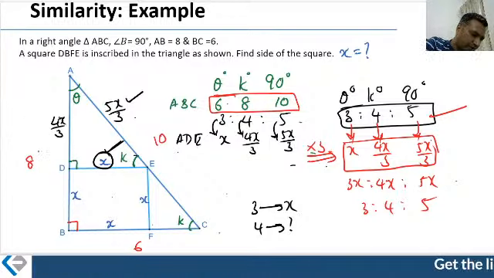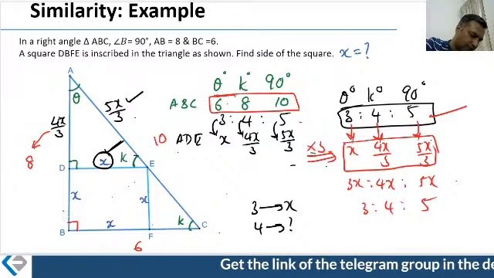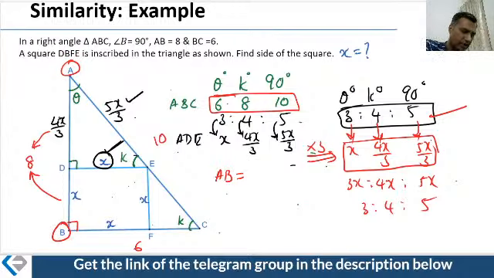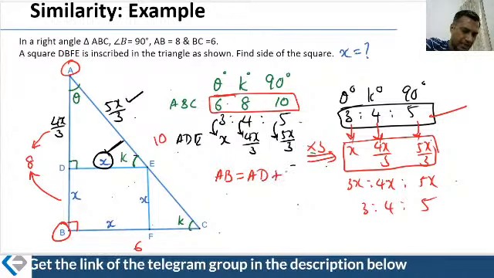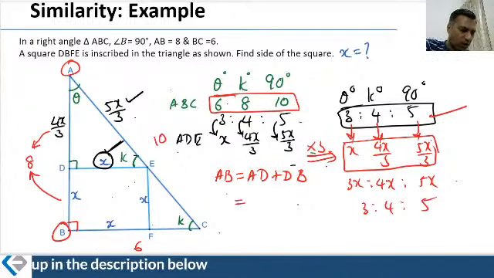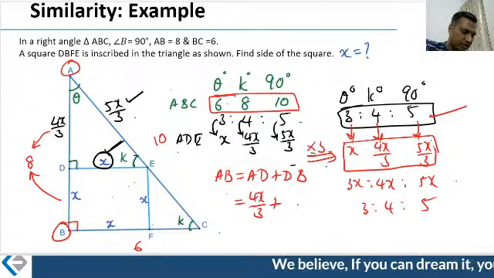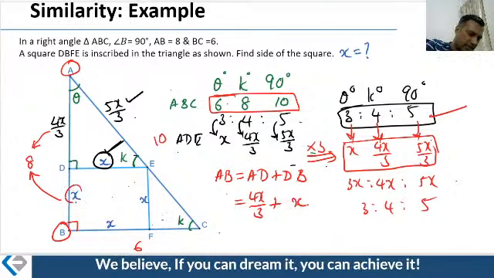Now look at this. This side out of 8, this is 4x by 3. And this side is going to be x. What I'm trying to say is, length AB, the side AB here, from A to B, is also nothing but AD plus DB. What is AD? AD is nothing but 4x by 3. What is DB? DB is nothing but x. The total is equal to what? AB is how much? 8.